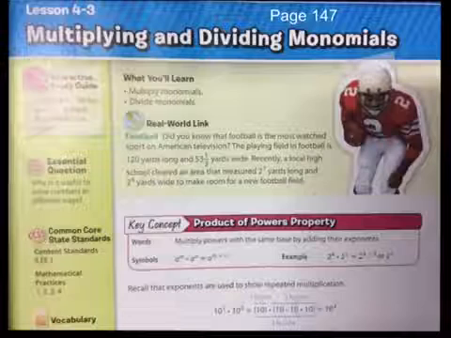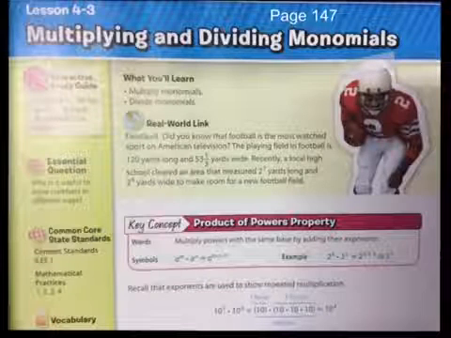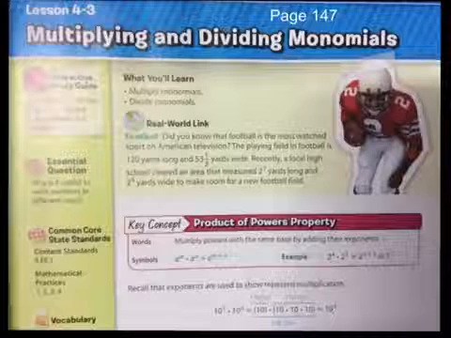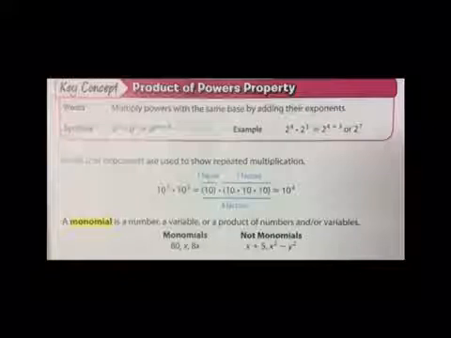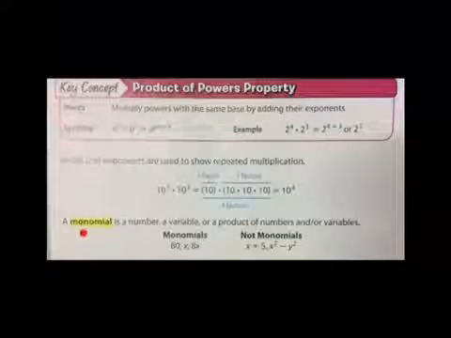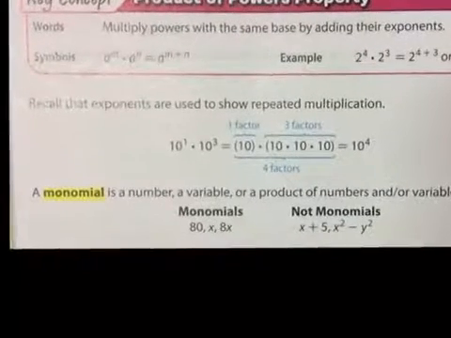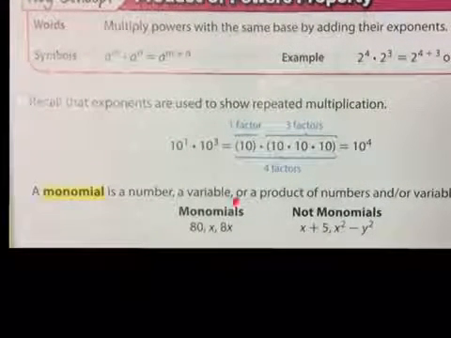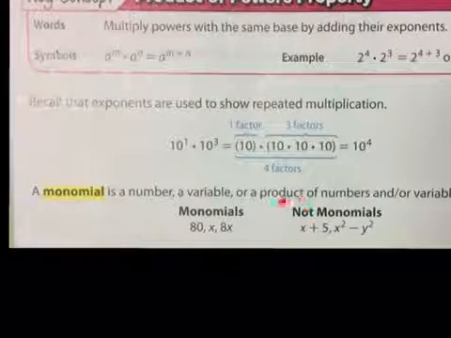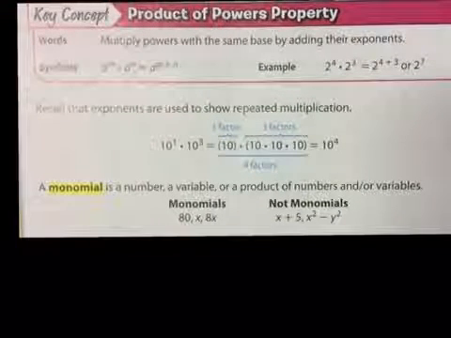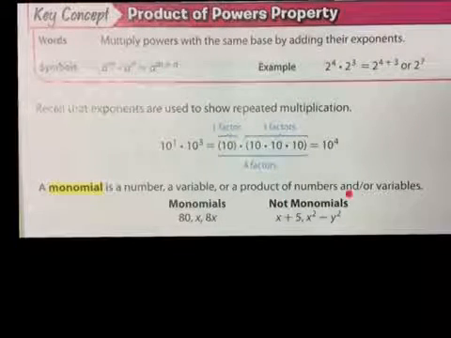Now, we are going to learn how to multiply monomials and how to divide monomials. You're probably wondering already, what is a monomial? Well, as you can see in your book, a monomial is a number or a variable. A variable is what we mean when we say a letter, okay? Or a product of numbers. Product of numbers meaning when you multiply a couple of numbers, the number that you get is the product, right? A product of numbers and or variables.